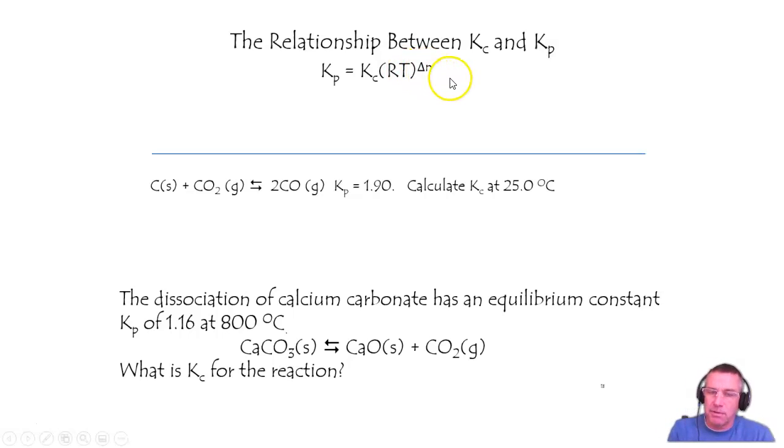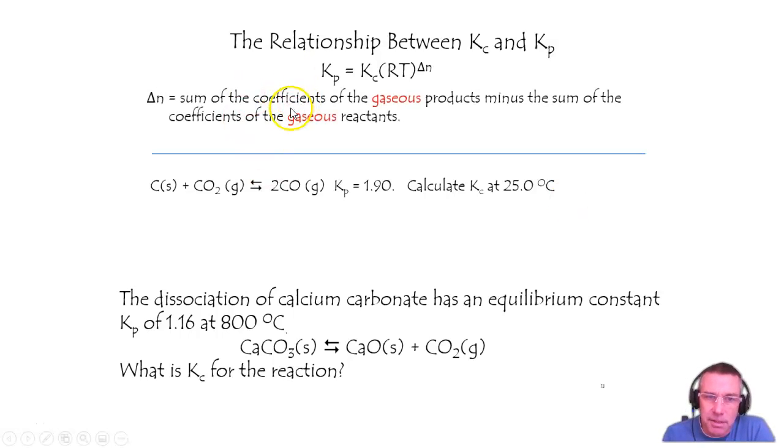That's products minus reactants. So here's a reaction where carbon plus carbon dioxide is making 2 moles of carbon monoxide. There's your Kp value. Calculate Kc at 25 degrees Celsius. Pause this if you like now, solve it yourself, and compare it to what you see.